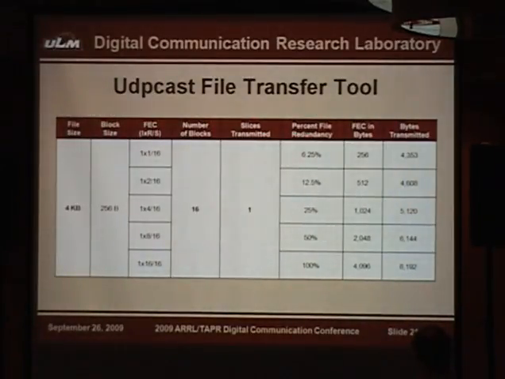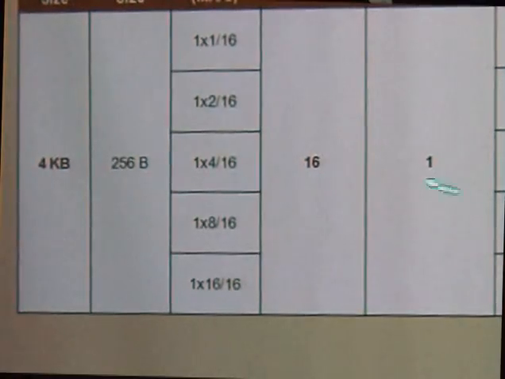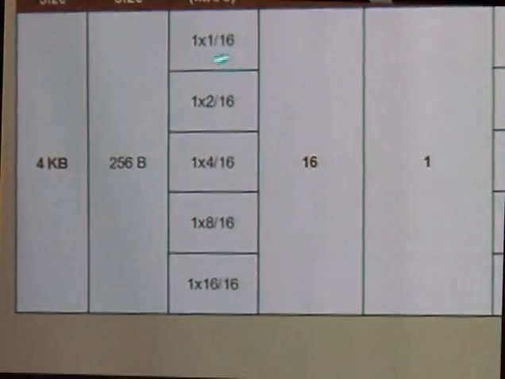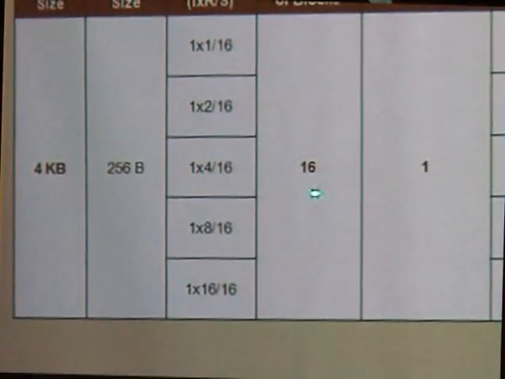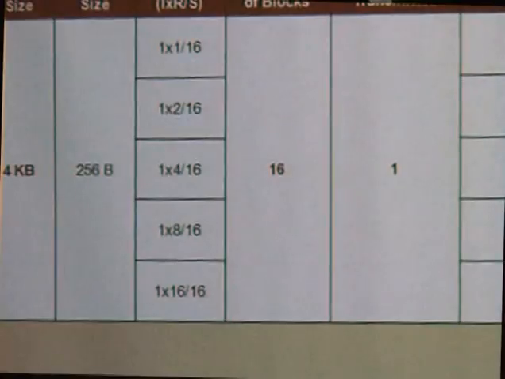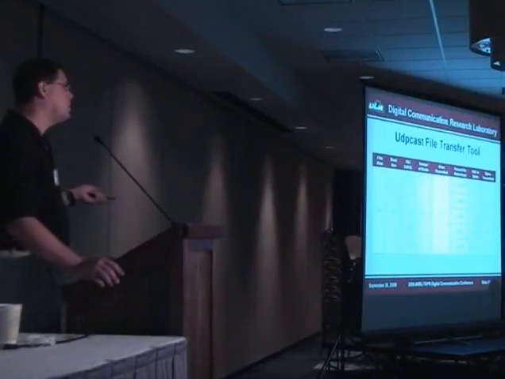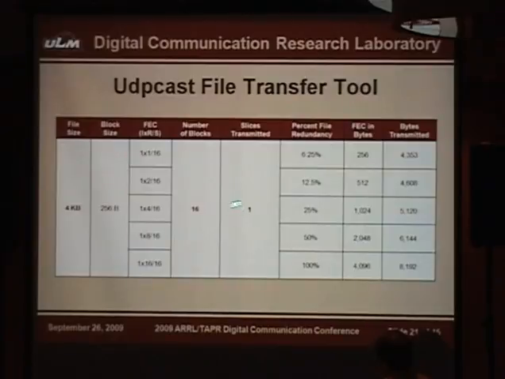This is the table that comes from the paper itself. There are several other tables in there, but this is the one I wanted to focus on. 4K file, 256 block. Here are the different interleaves, redundancies, and stripe sizes that I used. The number of blocks transmitted for a 4K file is 16, because if I take 4K divided by 256, I get 16 blocks. And because I'm using a stripe size of 16, I have 16 blocks that I'm transmitting. I only have 1 slice for this transmission. So for a 4K file, I'm only transmitting 1 slice. There are 16 blocks in it.